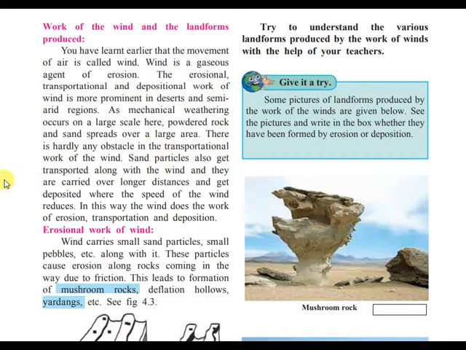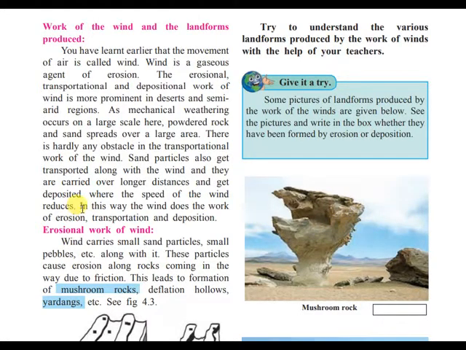ट्रांसपोजिशनल का मतलब यहाँ पे होता है कि जब इसका इरोजन होता है तो इसके छोटे छोटे पार्टिकल्स वो विंड के साथ ही उड़ जाते हैं कहीं और दूसरी जगह पे. Okay, sand particles also get transported along with the wind and they are carried over longer distances and are deposited where the speed of the wind reduces. So this particular thing is known as the transpositional work of wind. It is not only eroding, but it is also carrying the particles with it.